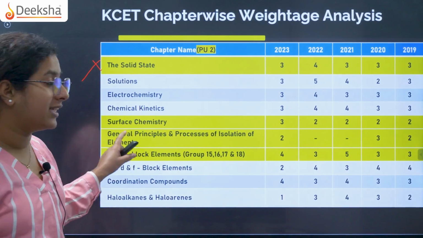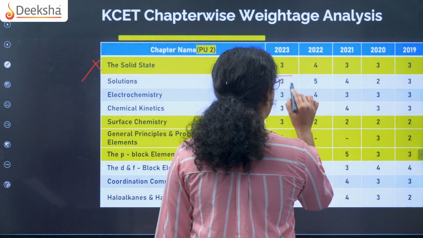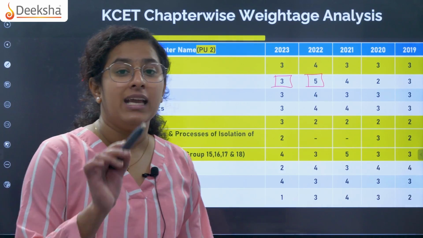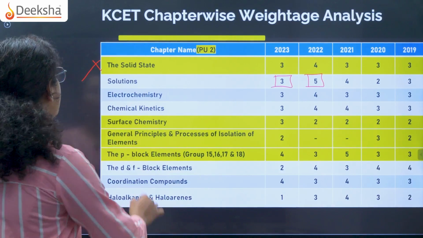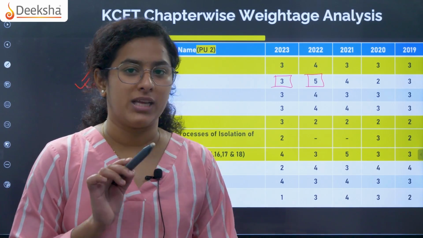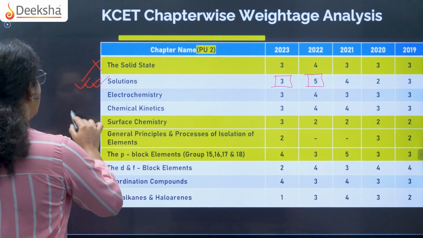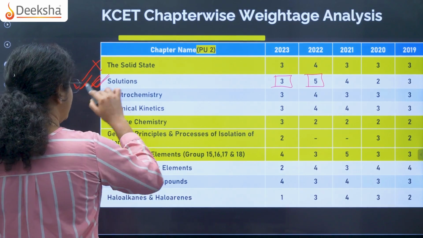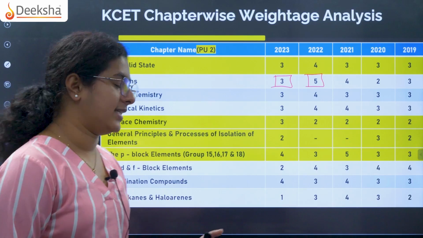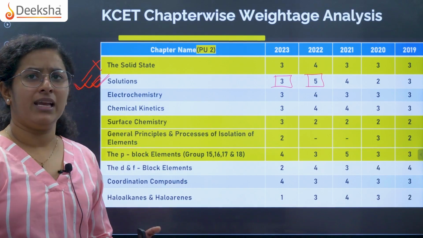Next one, solutions. Last year they have asked 5 questions, but in 2022 you can see 5 questions from this particular solutions chapter. So this is a must-do chapter. Don't forget, this is a must-do chapter. From solutions you can expect 3 to 5 questions. Most of the questions will be calculative questions.